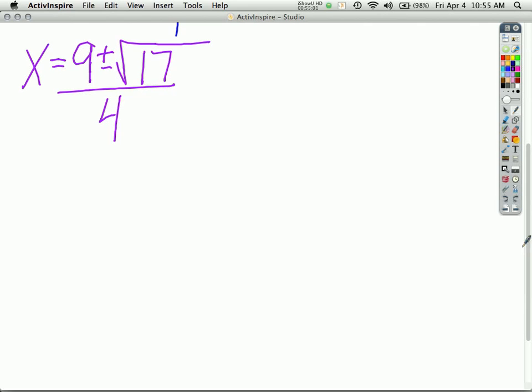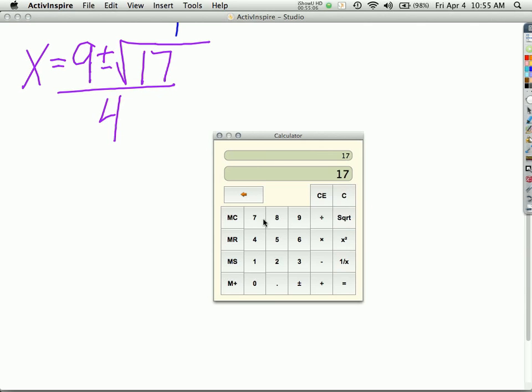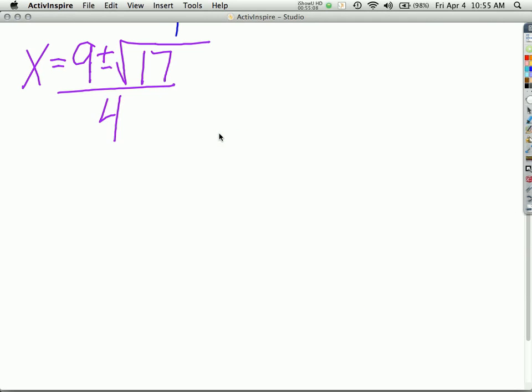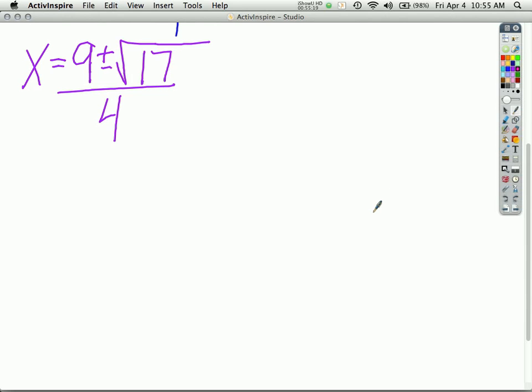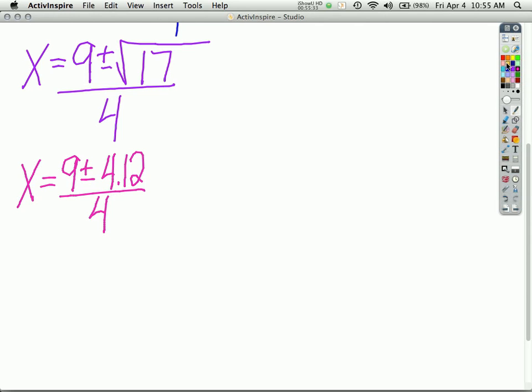Use your calculator because 17 is not a perfect square. 17, hit the square root button. What's the square root of 17? What's the square root of 17, Sebastian? 4.12. Very good. So here's where we're at now. X equals 9 plus or minus 4.12 divided by 4.